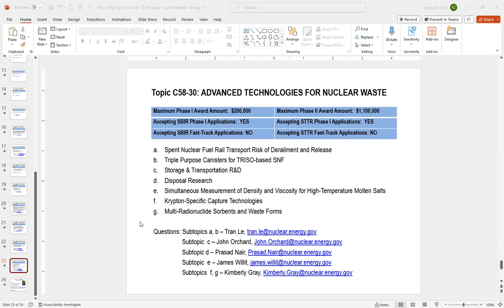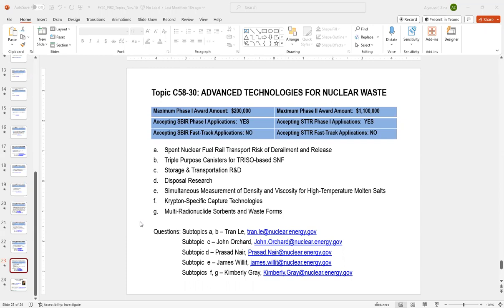For expected partners, we are not requiring any partners. However, anybody who works on TRISO fuel, such as vendors or advanced reactor vendors that are expected to use TRISO fuel, could be good partners. In addition, national laboratories and universities could also be partners.